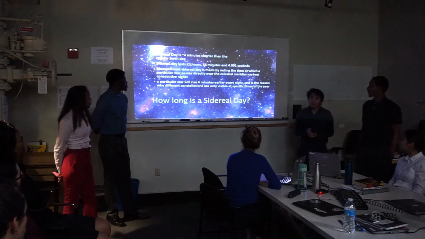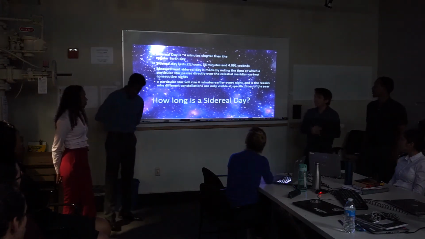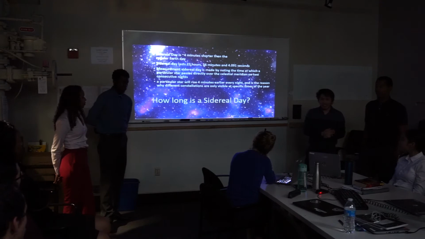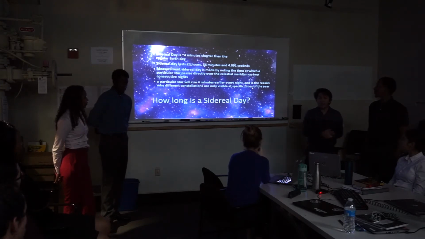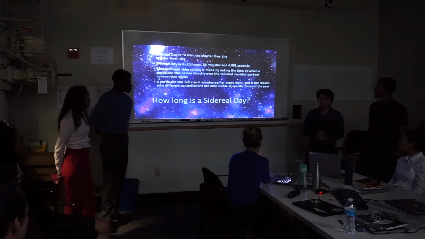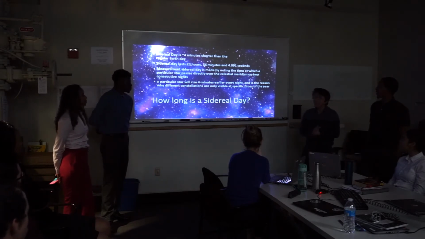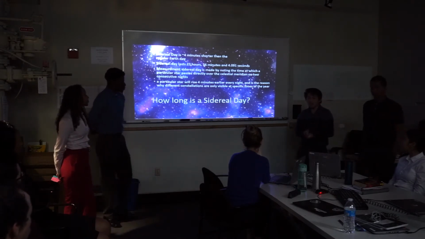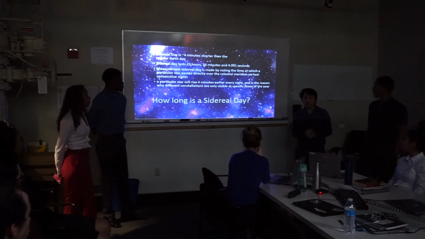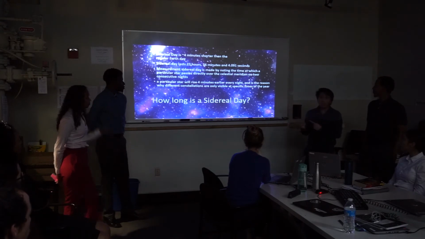And now we're going to talk about how long a sidereal day is. It lasts about 23 hours, 56 minutes, and 4.091 seconds. Unlike the solar day, which is 24 hours and is only an average, the sidereal day is fixed.